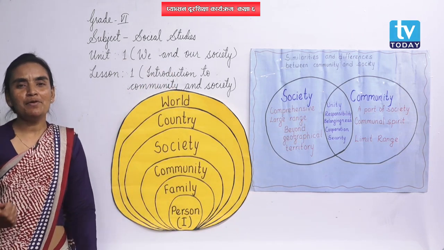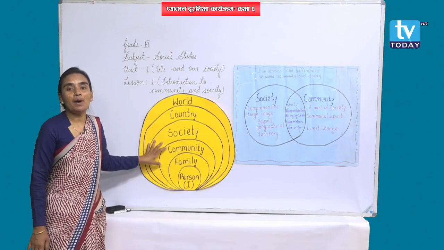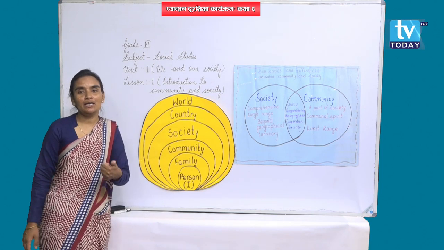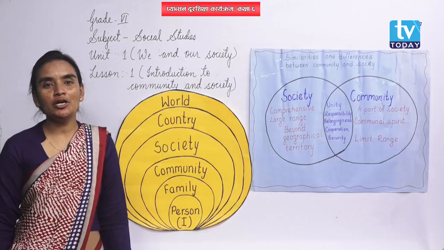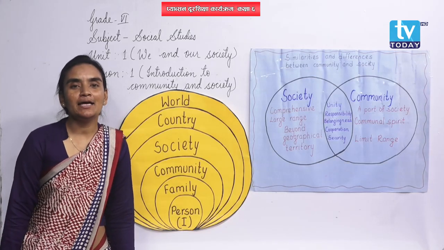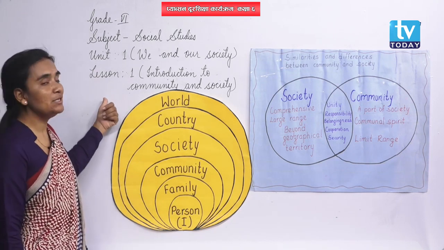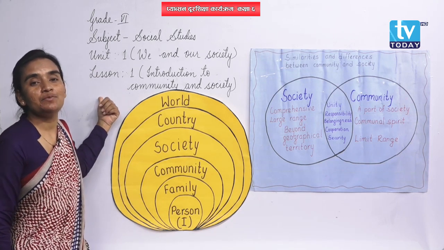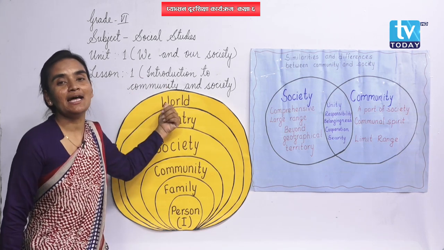The next one, we went through finding the similarities and differences of community and society, and finally we completed one more evaluation, that is one of the activities to sum up today's lesson, that is fill in the blanks. Hope the children you have enjoyed today's class, as well as you might have learned a lot from the first unit of social studies from grade 6 lesson 1, Introduction to Community and Society.